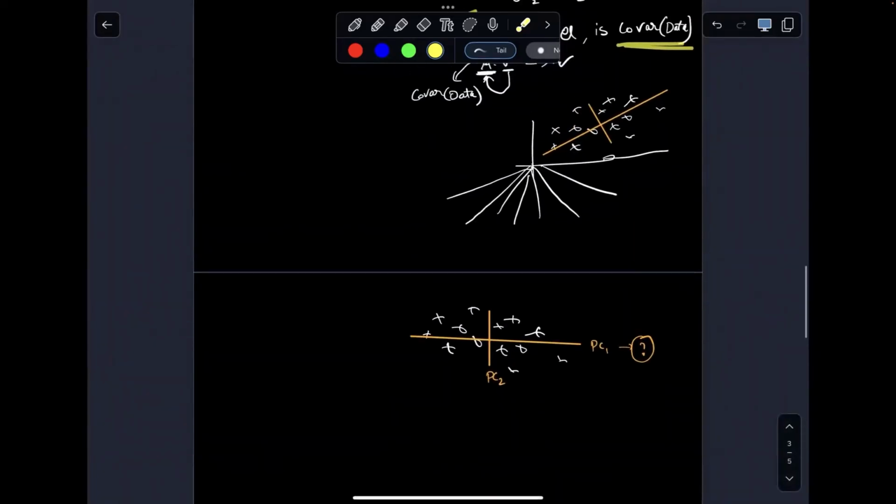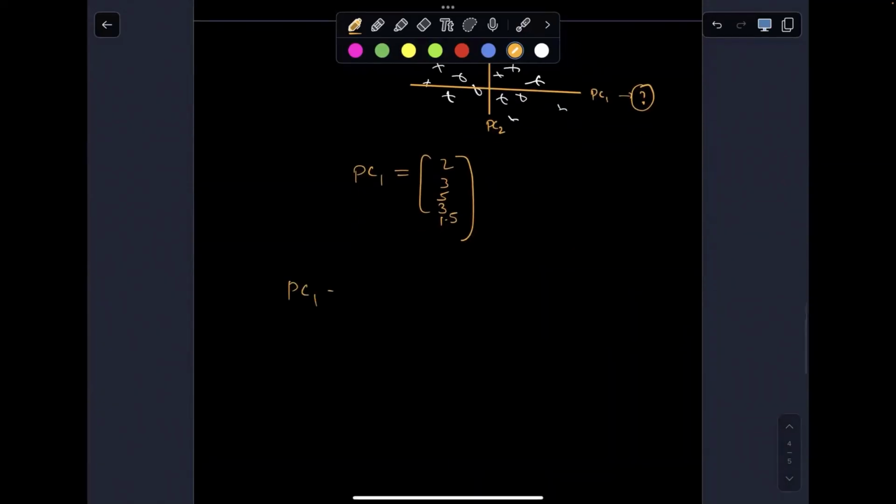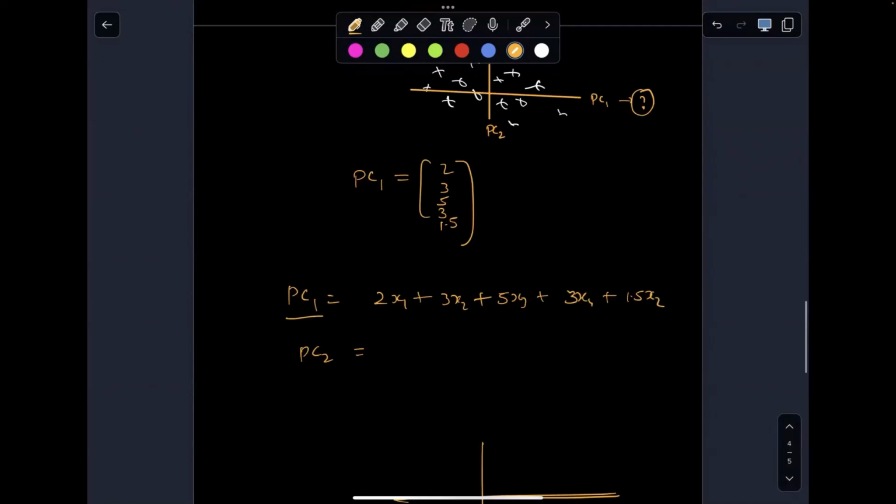And we have also seen principal component is nothing but a linear combination of original features. For example, if I get PC1 as 2, 3, 5, 3, 1.5, then PC1 will be 2 into x1 plus 3 into x2 plus 5 into x3 plus 3 into x4 plus 1.5 into x5. This is PC1. And similarly, you will have PC2. When you take that, you will get this.